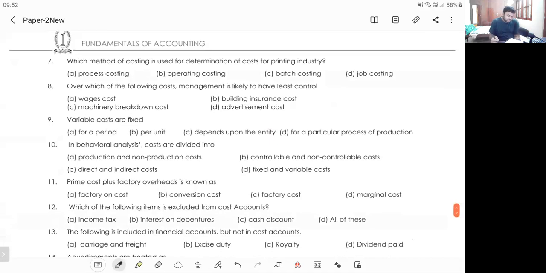Next, which method of costing is used for printing industry? We did not see job costing. Over which of the following cost management is likely to have least control?